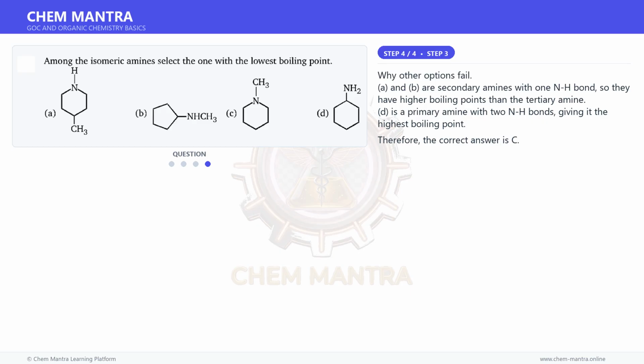And for the final step. Why other options fail? A and B are secondary amines with one NH bond, so they have higher boiling points than the tertiary amine. D is a primary amine with two NH bonds, giving it the highest boiling point.